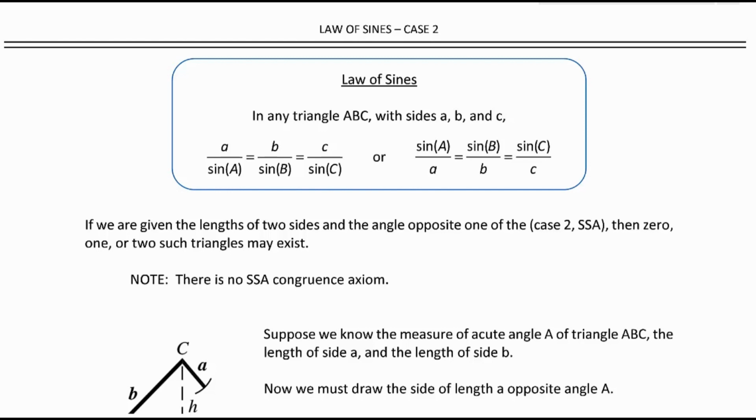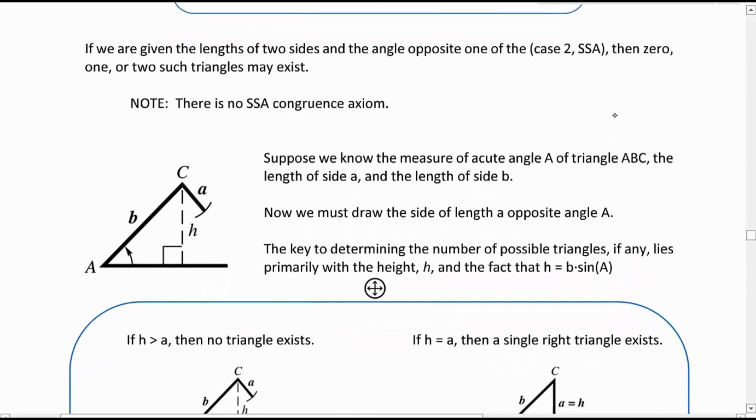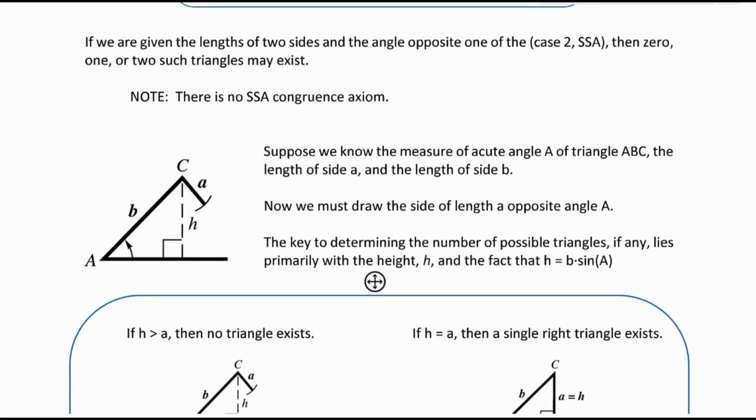When we're given this side-side angle situation, it's possible for 0, 1, or 2 triangles to exist. Please note that when we discussed the congruence axioms for triangles, there was not one for side-side angle. So let's talk about why this might occur, the 0, 1, or 2 triangles.